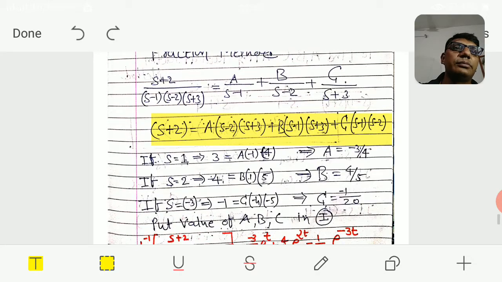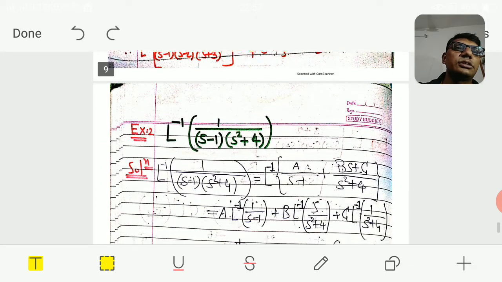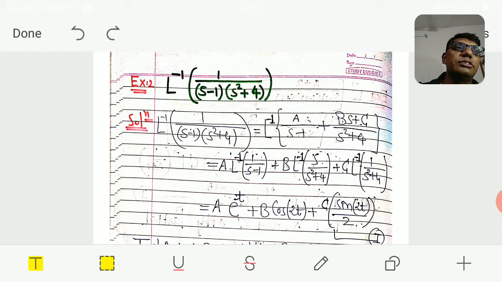Then the final answer of L inverse of s plus 2 upon s minus 1, s minus 2, s plus 3 is equal to minus 3 by 4 e raised to t plus 4 by 5 e raised to 2t minus 1 by 20 e raised to minus 3t. Now in the next part, one factor is linear and the second factor is quadratic.